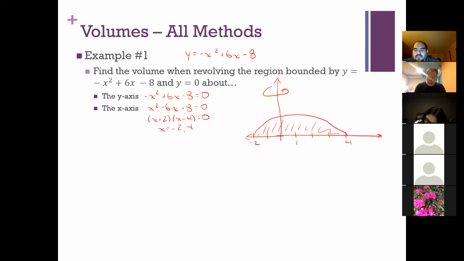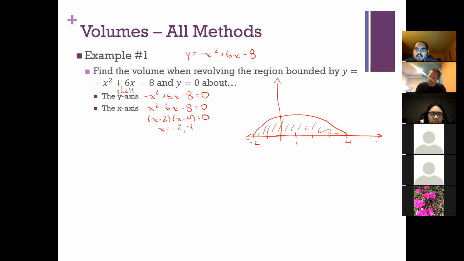So this is one of the, there are a few things to consider. One of those is, do I have to manipulate the variables in any way? So I think the shell method would be better if I wanted to revolve this around the y-axis, because I get to keep the variables I'm already using. Because of that, the height and the radius are going to be easier to deal with. So I think the shell method is the better approach there.